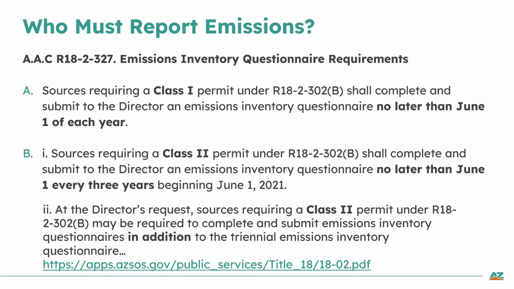To determine who must report, we reference the Arizona Administrative Code Title 18, Chapter 2, Section 327. This section requires facilities carrying Class 1 air quality permit to report emissions inventory every year. The same section also requires facility with Class 2 air quality permit to report emissions inventory once every 3 years. To determine if you are required to submit an emissions inventory report for the reporting year 2024, please check out our emissions inventory website.